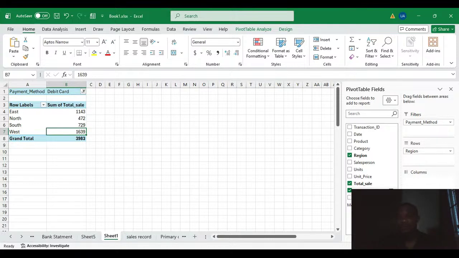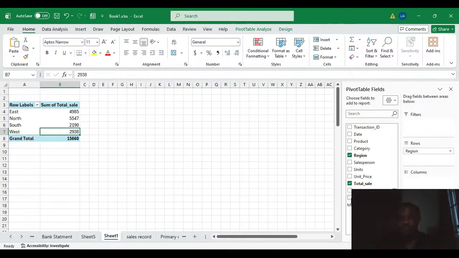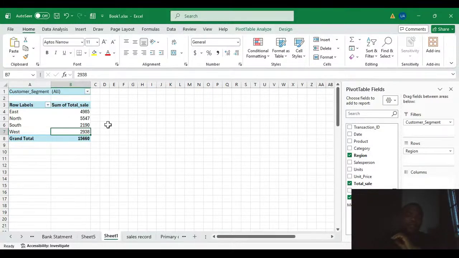Now, you can also decide that, okay, I want to know which customer segments actually use more of this region. I'll uncheck this. So I'm going to move this to this filter here because I want to now filter my data based on my customer segment. So I'll come here, I'll choose business.